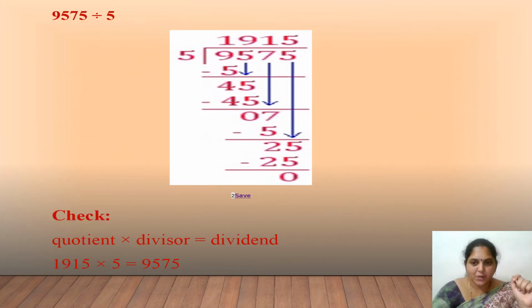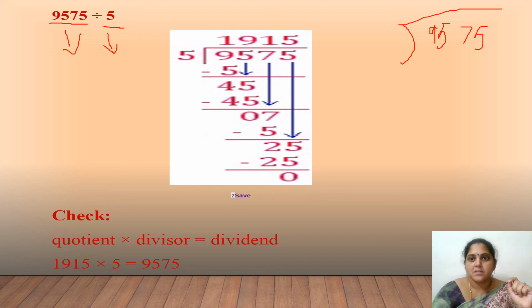Children, we'll see one more example how to check our division. So, my dividend number is 9575 and that should be divided by 5. This is my number, dividend number and divisor number. So, now check out the division here, 9575. When it is dividing it by 5, check the number which is in thousands place. It is 9. So 9 is greater than 5.